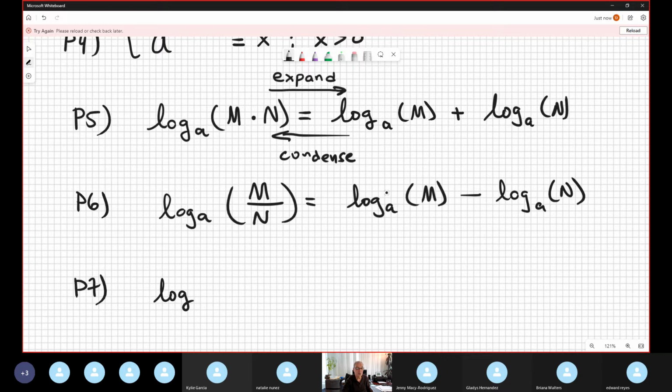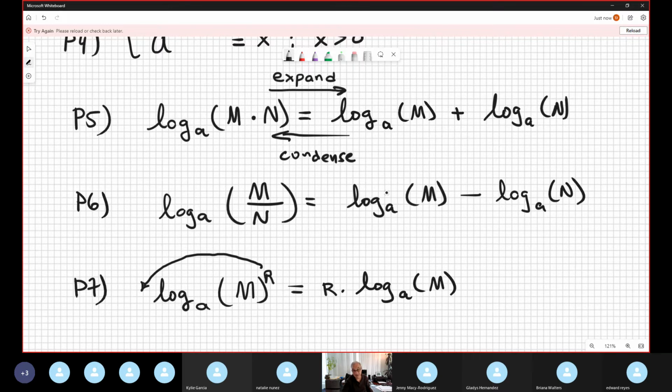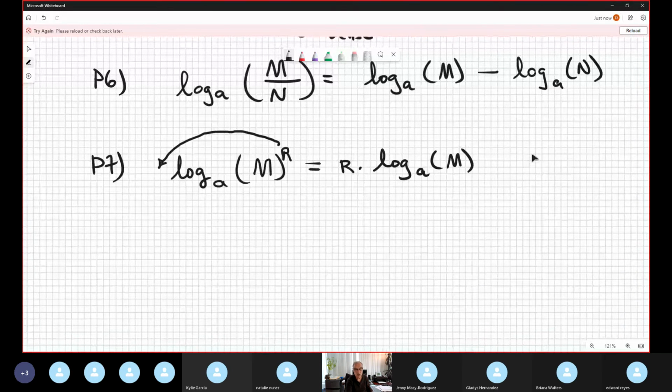Number 7 is you have the logarithm of any base of one expression I want to call M, and this expression is raised to the R power. R is the exponent, guys. M is the expression. A is the base. This is the magic happening. This R, que es exponent, goes to the front as a factor. This is R times logarithm base A of M. And this is fantastic because this allows us to convert a logarithmic equation to a linear equation or quadratic equation.